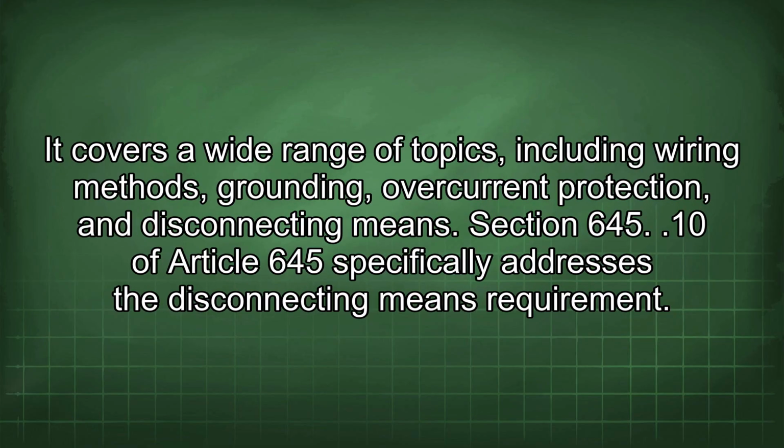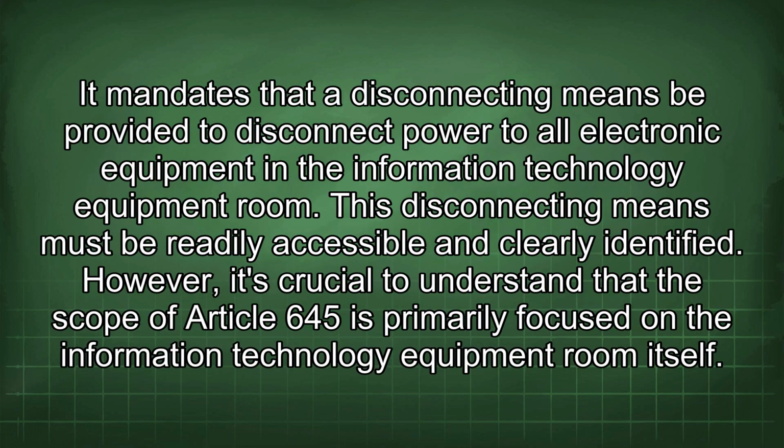It covers a wide range of topics, including wiring methods, grounding, overcurrent protection, and disconnecting means. Section 645.10 of Article 645 specifically addresses the disconnecting means requirement. It mandates that a disconnecting means be provided to disconnect power to all electronic equipment in the information technology equipment room. This disconnecting means must be readily accessible and clearly identified.